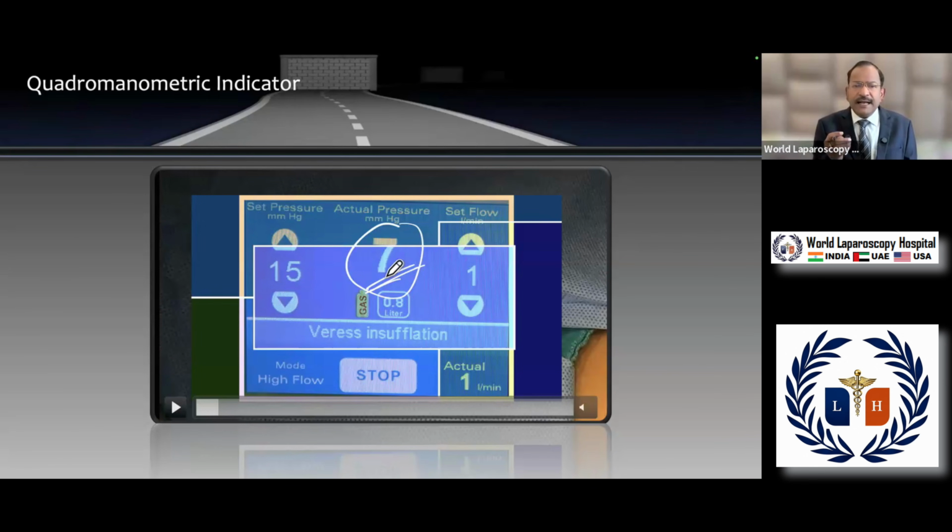You start putting the gas, and initially if the actual pressure comes in double digits, that means you are not inside the abdomen, you are in the pre-peritoneum. And this is the flow rate. Initially, up to 1 liter of gas, it should be 1 liter per minute. And this is called the total amount of gas used. Total amount of gas used right now is 0.8.